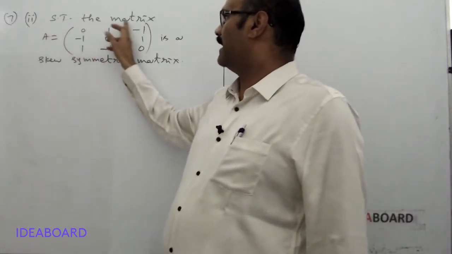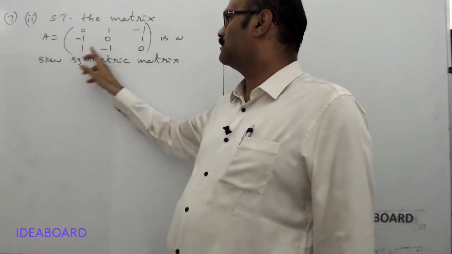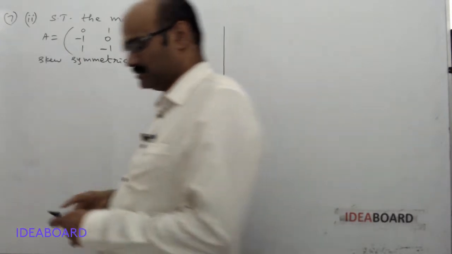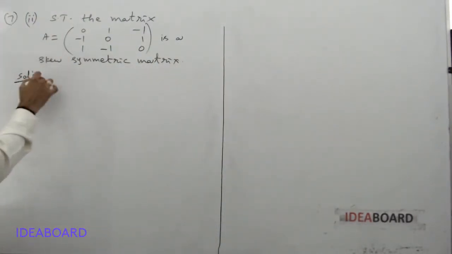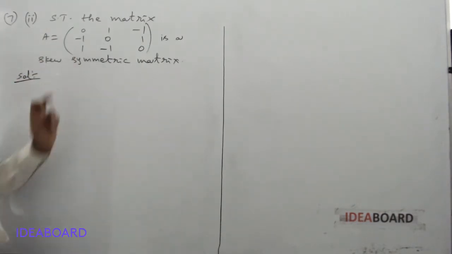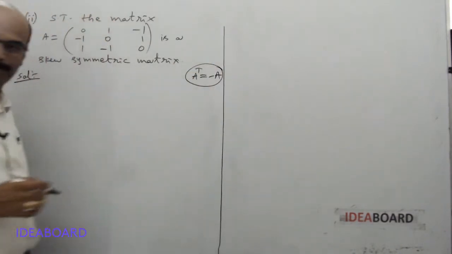Show that the matrix A equal to [0, 1, -1; -1, 0, 1; 1, -1, 0] is a skew symmetric matrix. Solution. Skew symmetric matrix means we have to prove that A transpose equal to minus A.